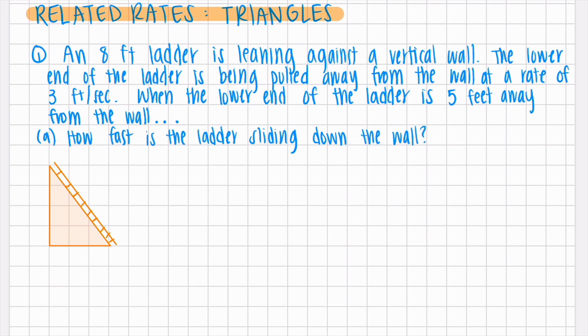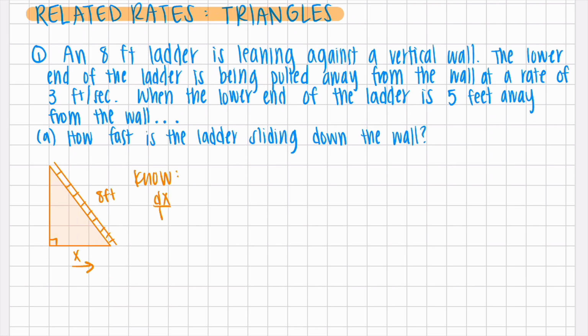Starting with example 1, it says an 8-foot ladder is leaning against a vertical wall. I have a picture for us down below. It does form a right triangle, and we know that it is an 8-foot ladder. That 8 feet is not changing, so I'm going to label that on my picture. The lower end of the ladder is being pulled away from the wall at a rate of 3 feet per second. So I'm going to say x is this distance between the lower end of the ladder and the wall. And it's saying that the lower end is being pulled away from the wall at a rate of 3 feet per second.